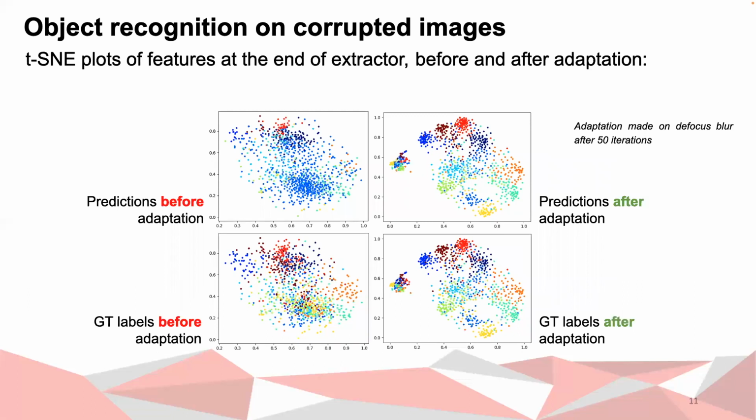Finally, we wanted to visualize what is done by the normalizing flow. So at the upper left corner, you can see that before adaptation, it's really hard for the model to make a good prediction. Then after the adaptation, it creates groups of features which make it easier for the model to make a good prediction.